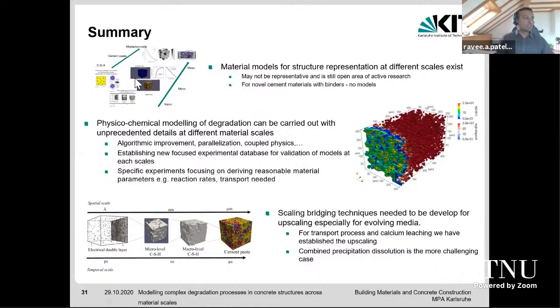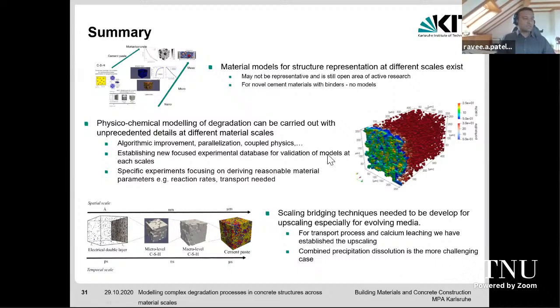Secondly, when we talk about new or non-cementitious materials, at present there are no comprehensive models to represent this kind of pore structures. What I also demonstrated is that with the tools which we have now at our disposal, we can simulate complex physico-chemical degradation processes with unprecedented detail. So we have a vision to see how material is behaving at different scales. Of course, one can start improving algorithms, make these models more parallel to do larger simulations and couple more physics, but the fundamental toolbox is available now.